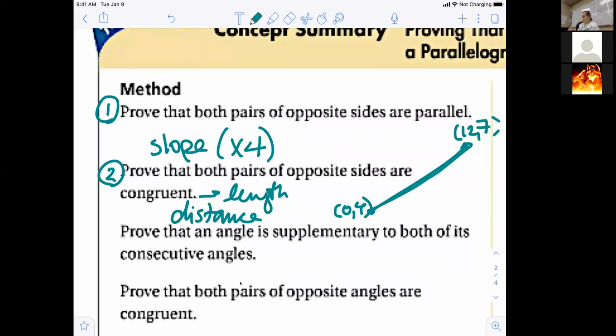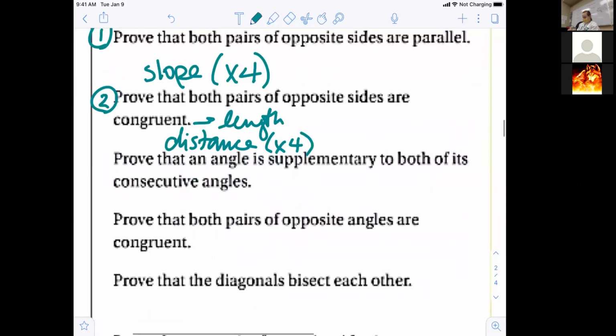And that's distance. And this one you'd also have to do 4 times. Now, personally, I'd rather do slope 4 times than distance 4 times. I think slope is easier, but that is an option that we can do. The next 2, I'm not going to number.